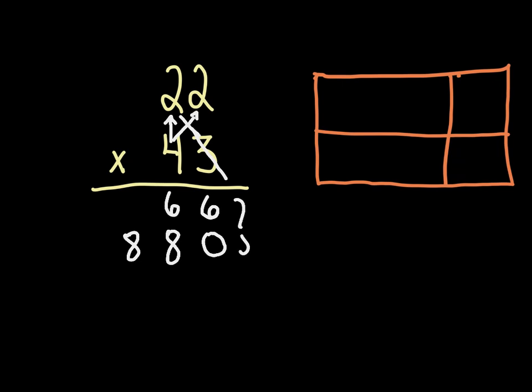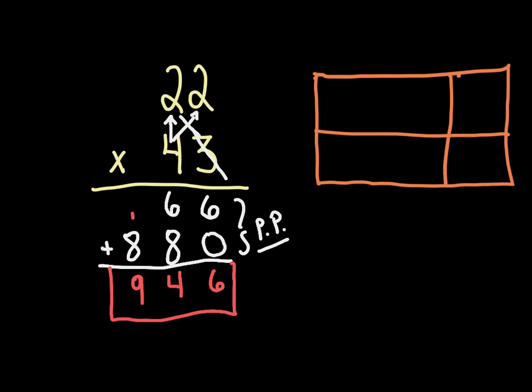These right here are called our partial products. And what do we do with partial products? We add them. So we get, in the 1s, a 6. In the 10s, we get a 14. Carry the 1 into the hundreds. 1 plus 8 is 9. So we get a product of 946.